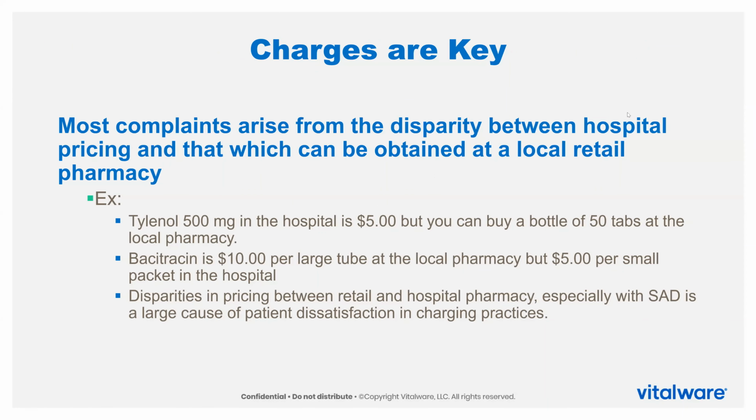All right, this is the most important thing. Most complaints arise from a disparity between the hospital pricing and what can be obtained from a local retail pharmacy. So if you're going to put $5 per tablet on a Tylenol and they can get a bottle of 50 tabs at the local pharmacy, you're likely to not have a consumer that's very happy. Bacitracin, $10 for a large tube over the counter, but it's $5 for the little packet, and you have to use 4 or 5 packets on the wound.